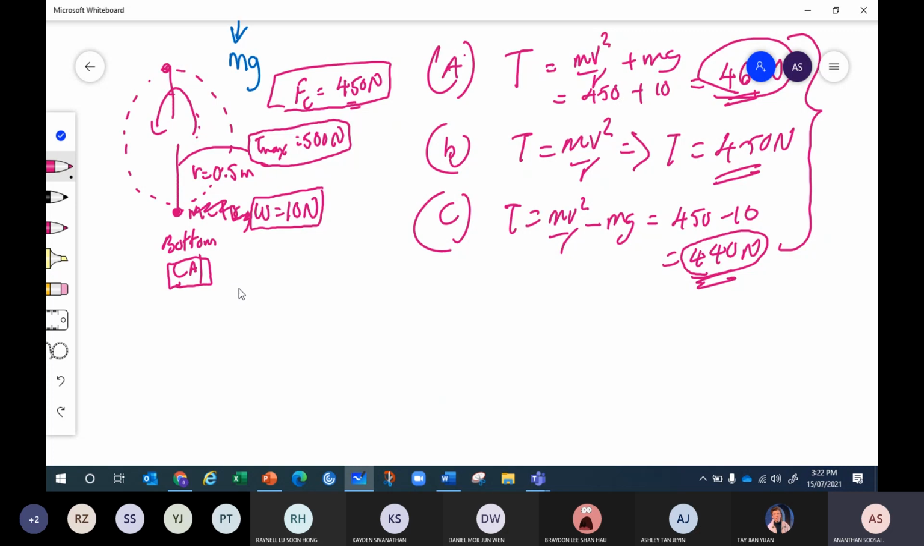Ashley, what do you think? It has a maximum limit? Yes, it has a maximum limit. So you feel that there is a Vmax. Why do you say there should be a Vmax? If it exceeds, what will happen?